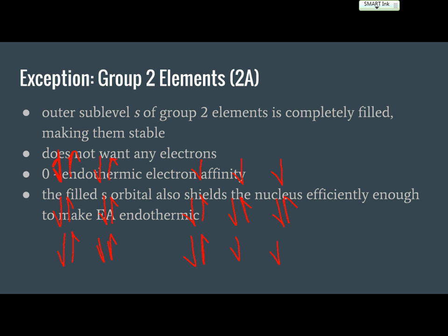So we have a section in the notes for this slide where it said outer orbital, you can change it to sublevel. So sublevel s. The exception for electron affinity is in group 2, with magnesium and all the elements. It is endothermic electron affinity because the outer sublevel s is filled with 2 electrons, so it doesn't need any electrons.